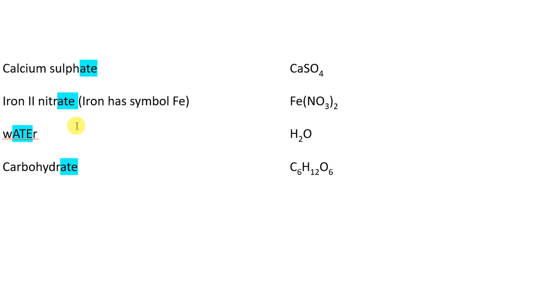Iron 2 nitrate. Iron is Fe. It contains iron, nitrogen, and oxygen. Never mind the numbers. That's for part 2. Even good old water, ATE right in the middle, H2O.